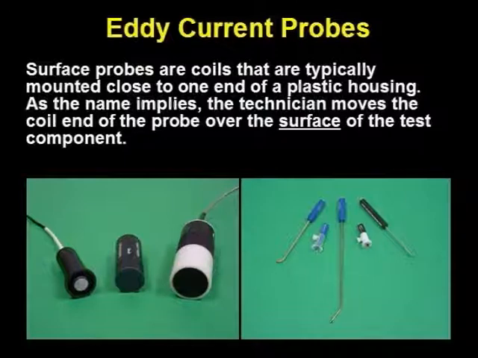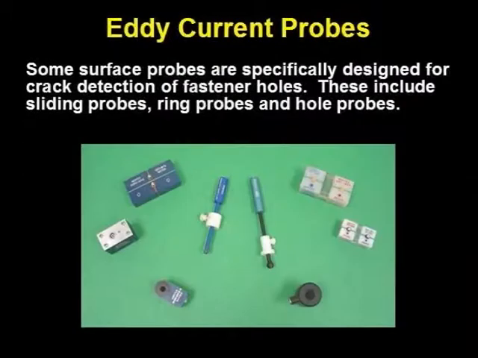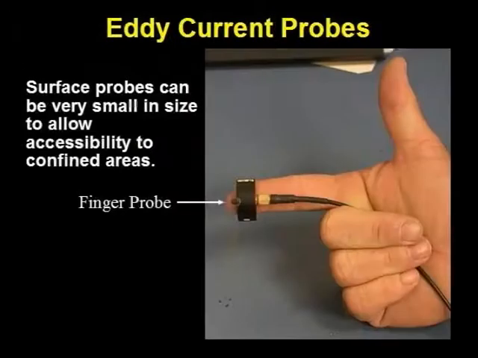Some probes have spring-mounted coils or special holding fixtures to keep the coil in the proper orientation or position. Some surface probes are designed for crack detection of holes. Surface probes can be very small to use in confined areas. This slide illustrates a probe designed to fit on the end of a finger.